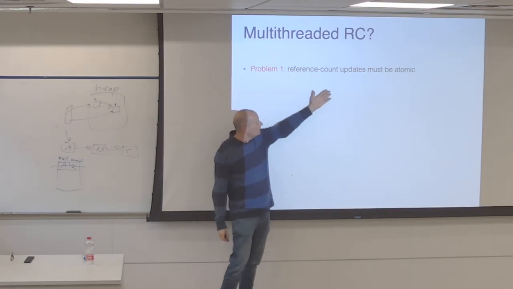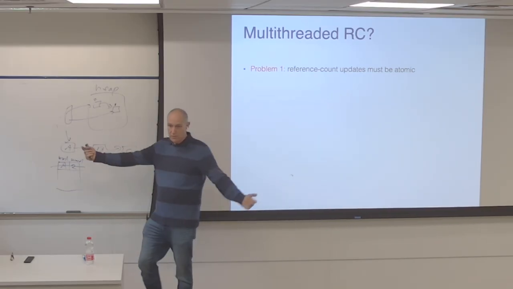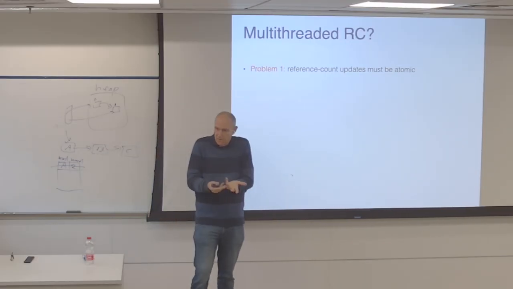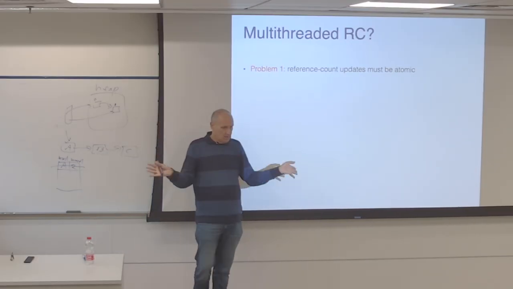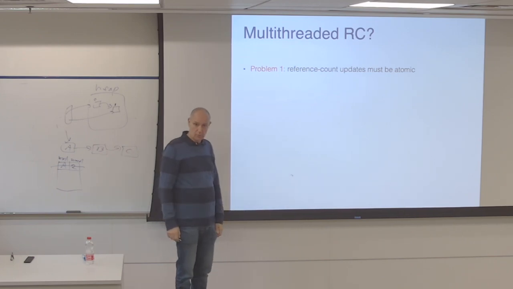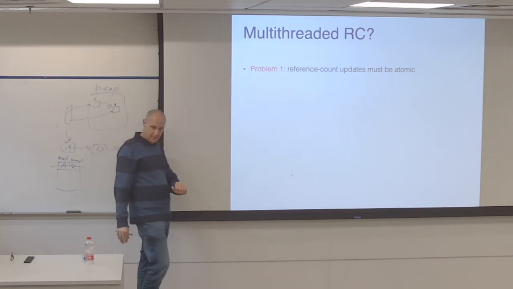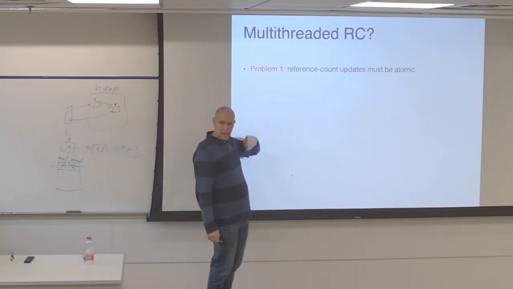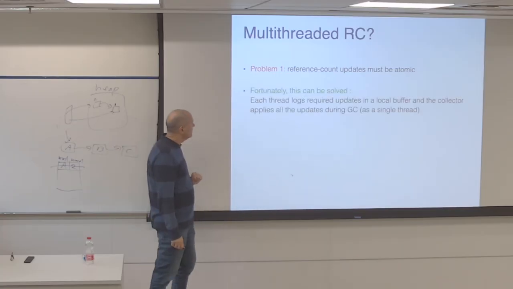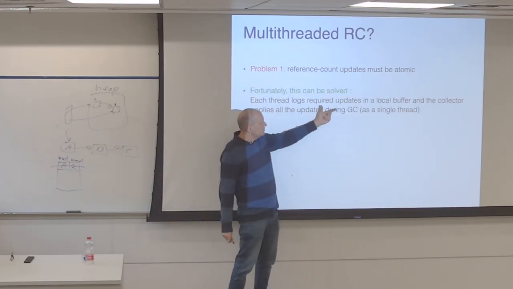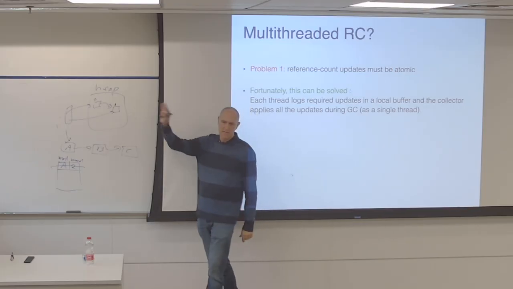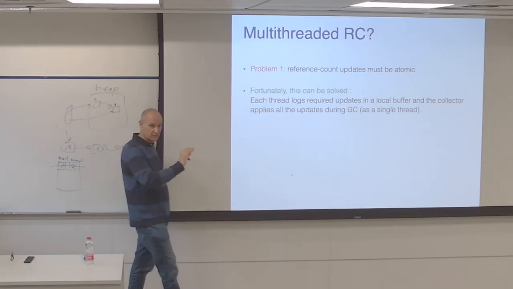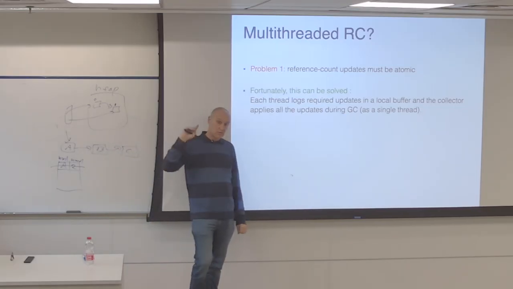So first of all, the reference count updates must be atomic. Two threads may be incrementing or decrementing the same field. You have to use some lock or compare and swap. That's a problem. You don't want to use a compare and swap in your write barrier because it's expensive. It's not like a regular write. But for that, we have a solution. Each thread just doesn't update the reference count. It just says somewhere, it gives instructions: I want to increment the reference count of that address. I want to decrement the reference count of that address.